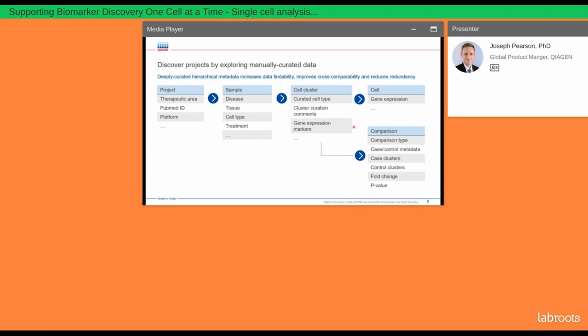And in the future, we are planning to include additional metadata about how our curators actually approach the curation process and identify these key markers for the different cell types. So you have extensive metadata to help you in interpreting these data sets. In addition, you have access to the full expression data as well as the pre-computed statistical comparisons. So how might you use this in data discovery?